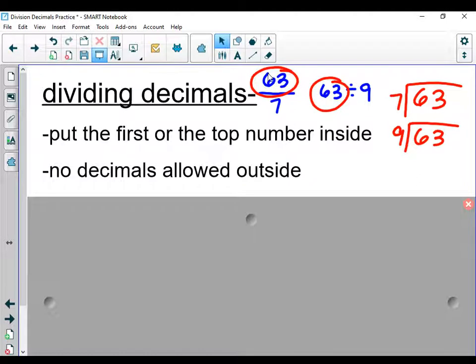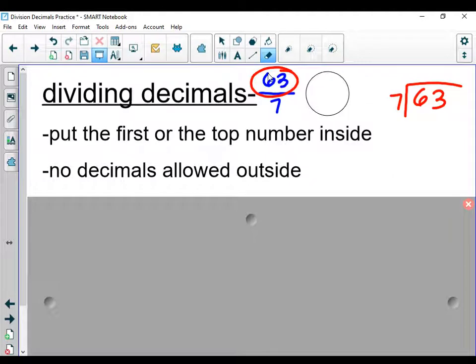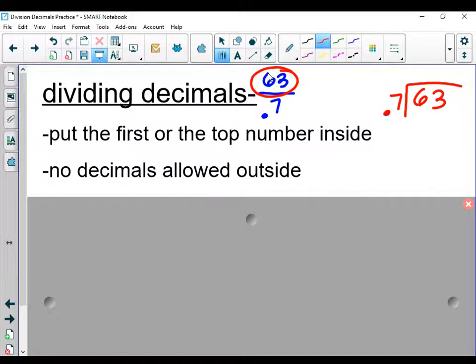No decimals allowed on the outside. So if I focus on this question, if it happened to say 0.7, I can't start dividing until there are no decimals left on the outside. So I have to move my decimal over until it's a whole number.